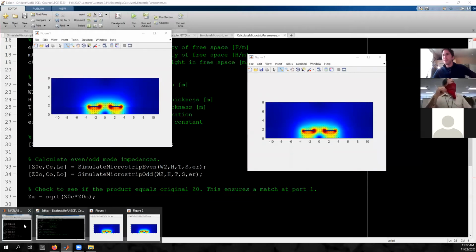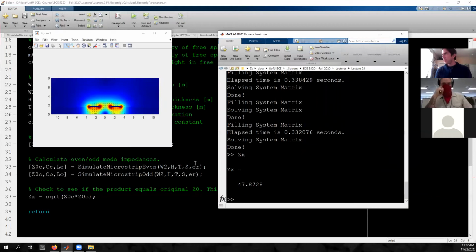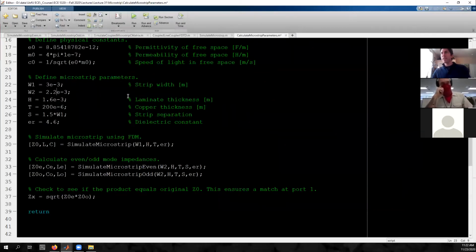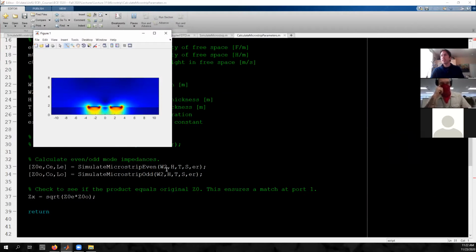There we go. So ZX, ooh, 47. So we're getting a little closer. Let's bring it in just a smidge more, right? And we'll just skip that first simulation now because we know that's not going to change. So we'll do the even and the odds again.